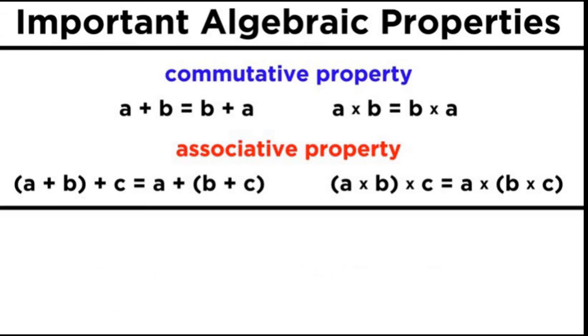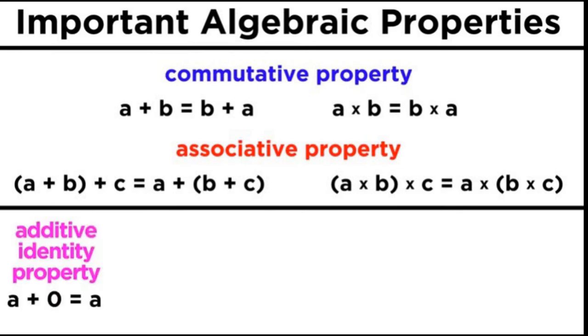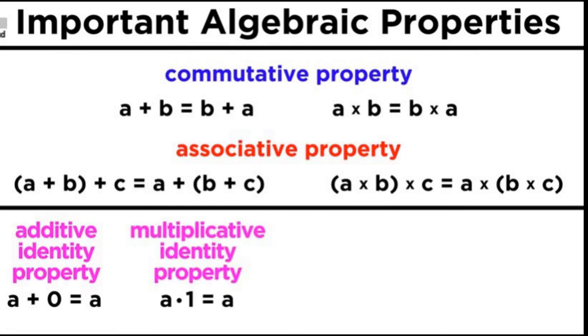To be thorough, let's also mention some pretty intuitive properties like the additive identity property. This says that you can add or subtract 0 to any number or algebraic term, and it will retain its identity. 5 plus 0 is 5. 3x minus 0 is 3x. Seems obvious, but it will come in handy.